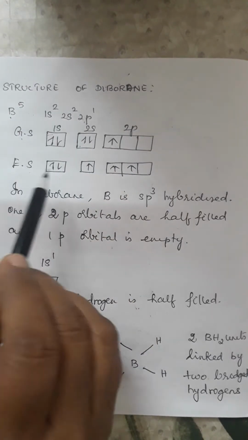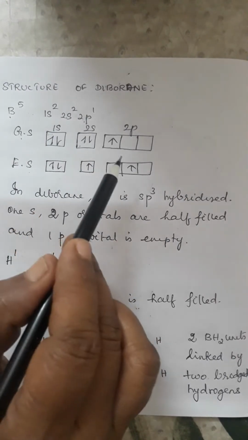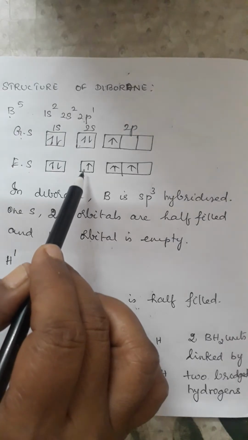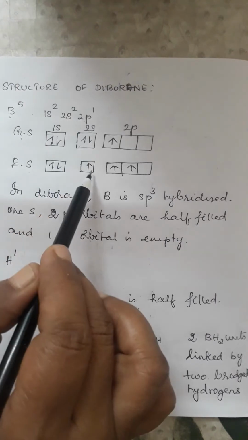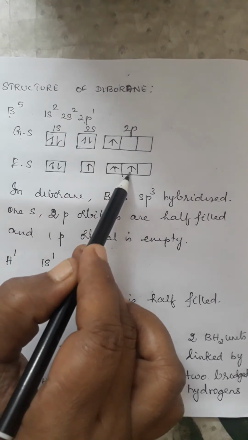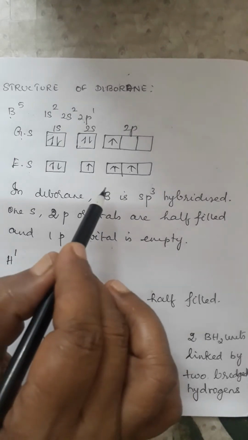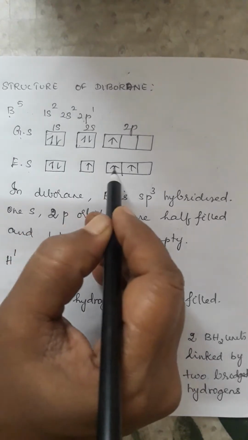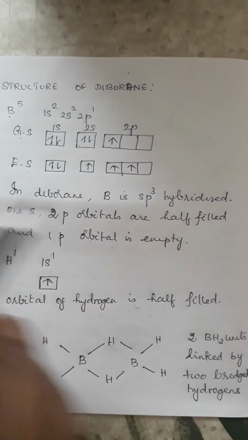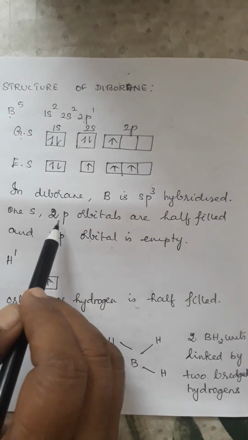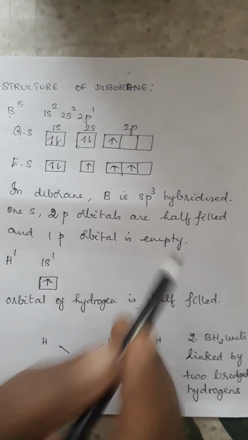Then in the excited state, in the 1s orbital there are 2 electrons, but in the outermost shell, one of the 2s electrons is excited to the 2p orbital. Therefore, here 3 single electrons are there. In diborane, the 1s and 3p orbitals are used up, and boron is sp3 hybridized. One s orbital and 2 p orbitals are half filled, and 1 p orbital is empty.